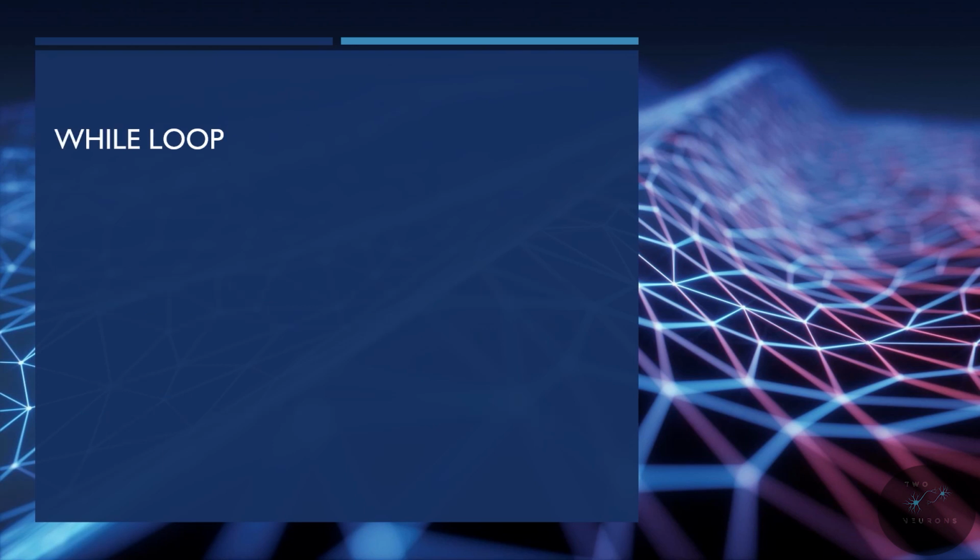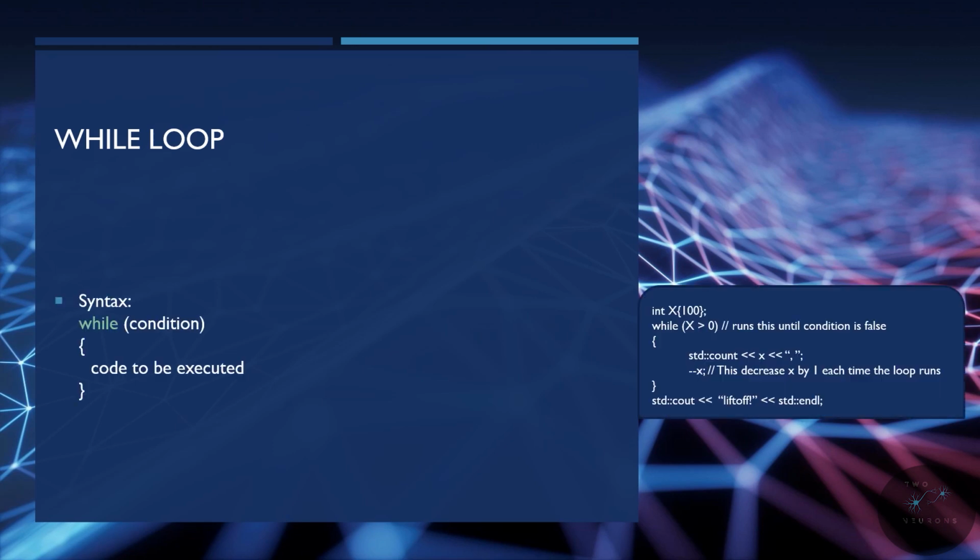So let's start with a refresher. Let's look at the while loop. If you need more information on the while loop, please go back to the earlier videos or check out the links in the description below. The syntax for the while loop is fairly simple. While, our keyword, and then in brackets our conditional statement is true, the code will be executed.